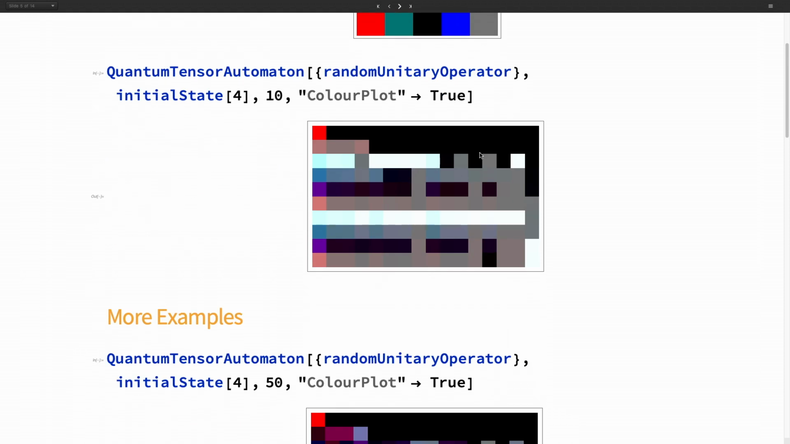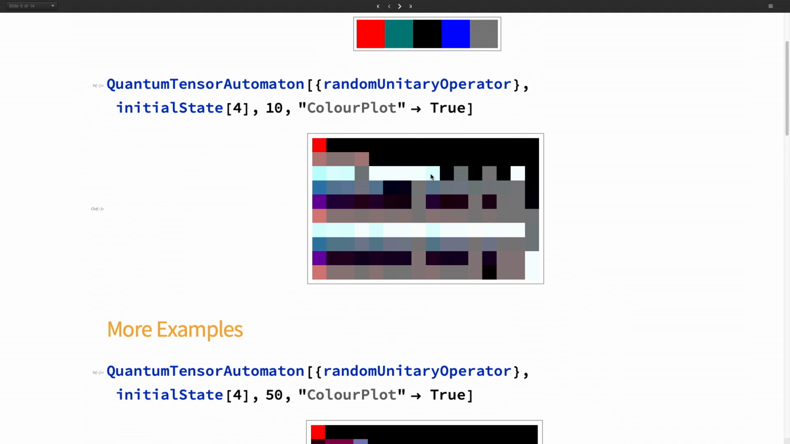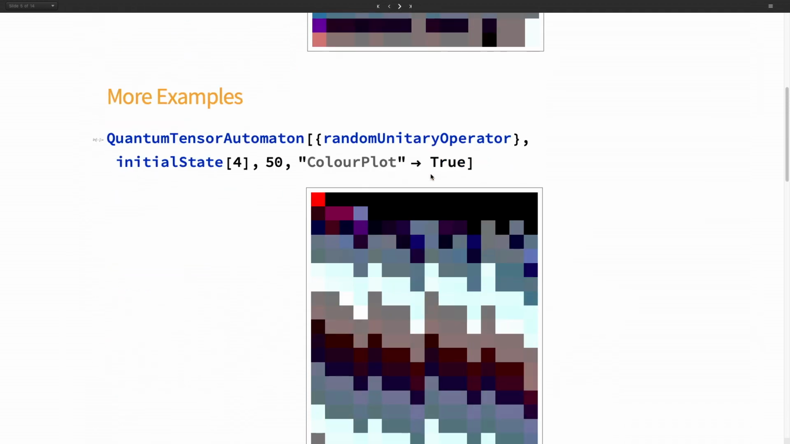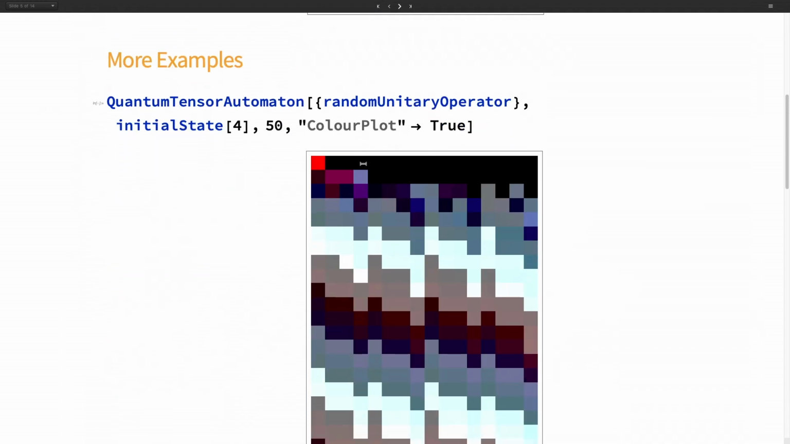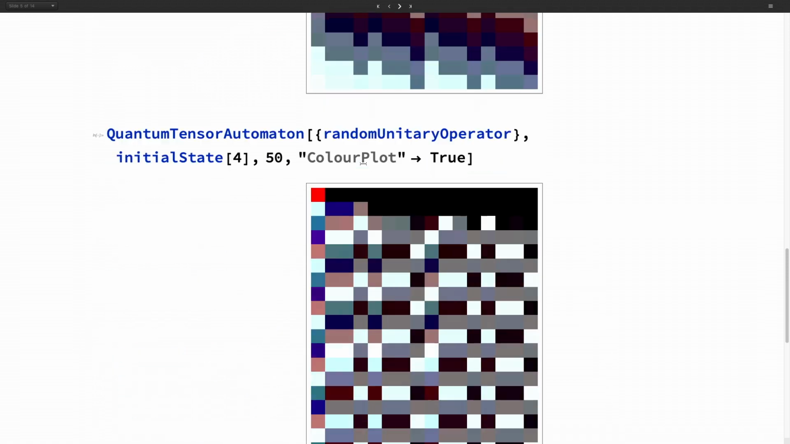Now we can see this better, I guess. If I apply this random unitary operator onto this initial state for 10 steps, this is what it's going to look like. Let's look at some more examples. This is another random unitary operator, and another one. As you can see, there are patterns, and it looks like it's repeating itself, but then sometimes it's not repeating itself. It has little fluctuations.